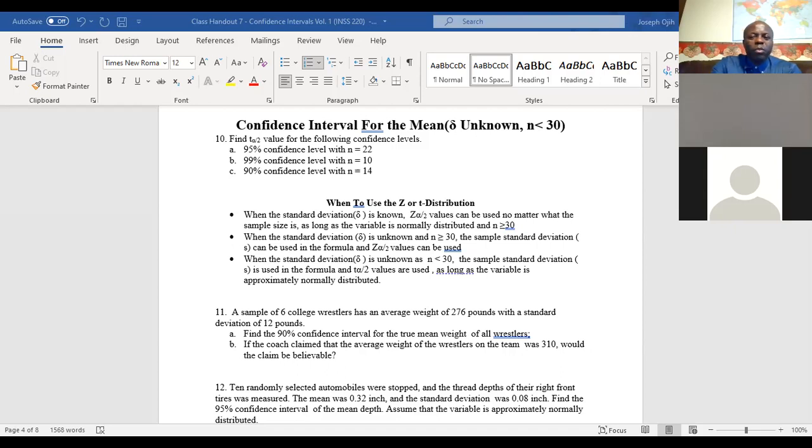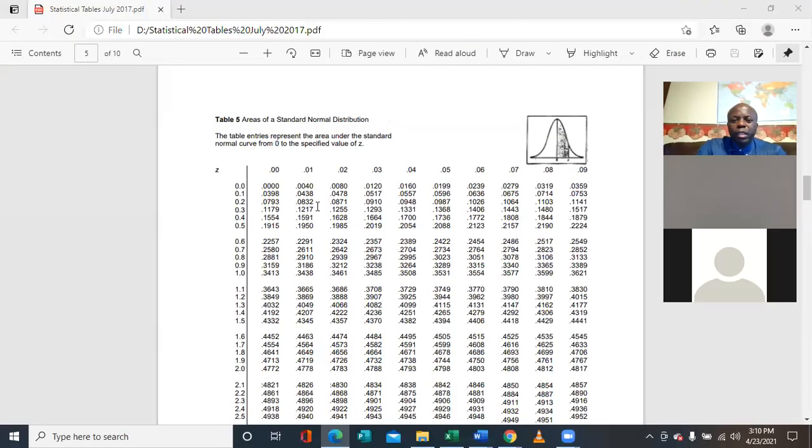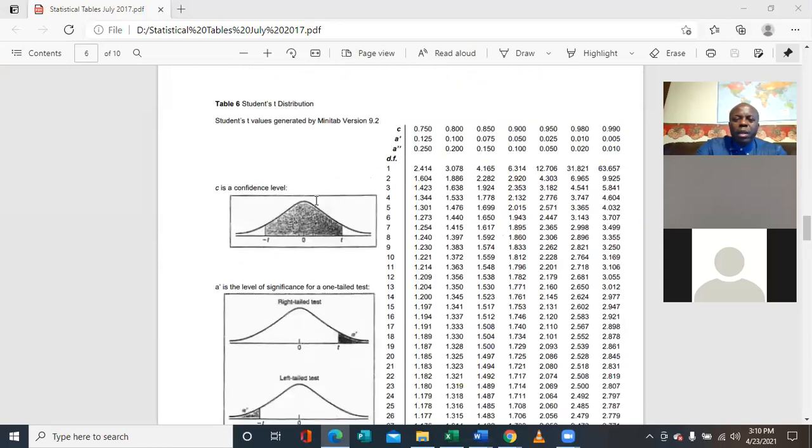The one we did on Wednesday and on Monday, I was using table 5, which is this one here. Let me share it. Table 5, this one. Now, for the one I'm about to do now, we're going to use this table called student T distribution.